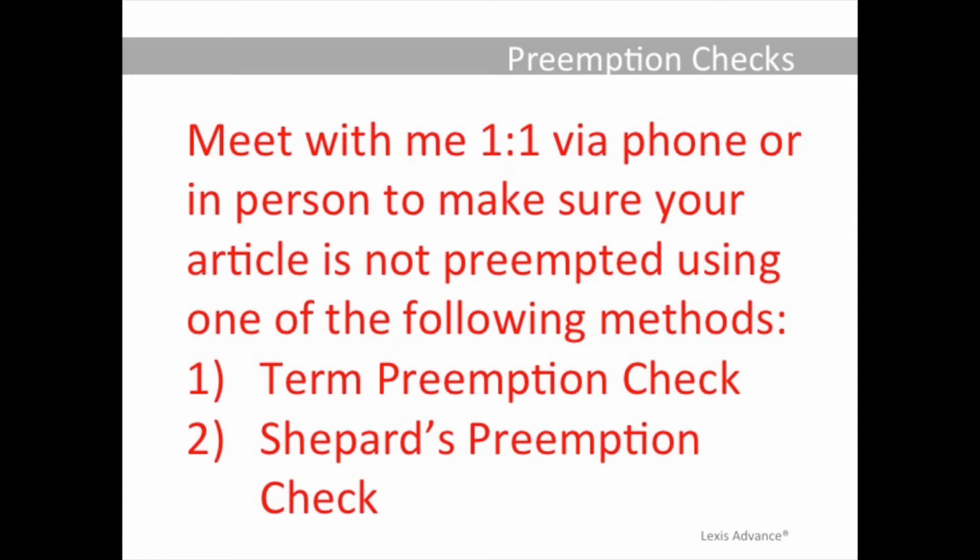So what do you do in a preemption check? How do you figure out if you're preempted or not? Well, you can do a preemption check in many ways, but two of the most common ways are to do either a term preemption check or a Shepard's preemption check.